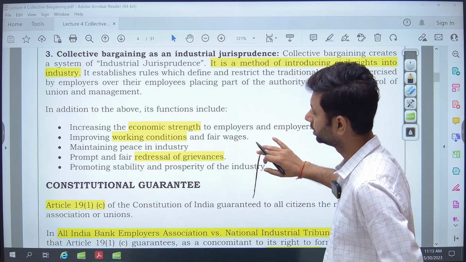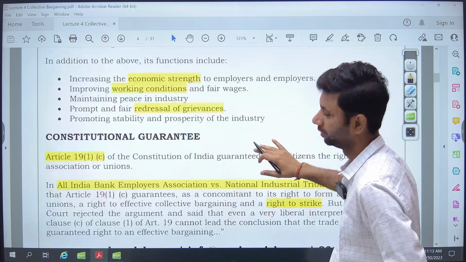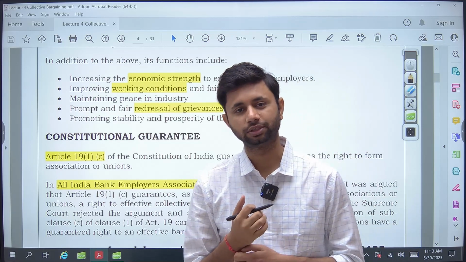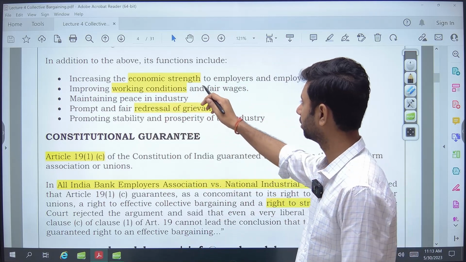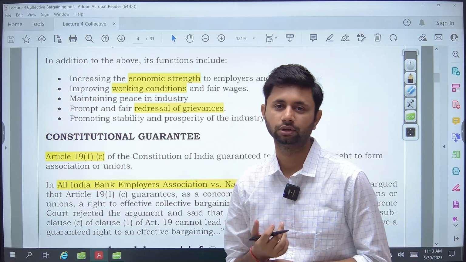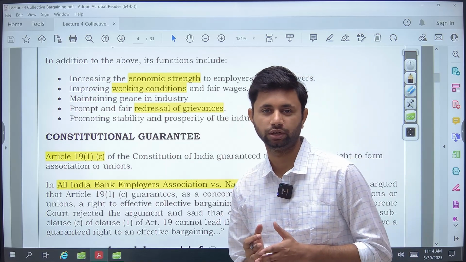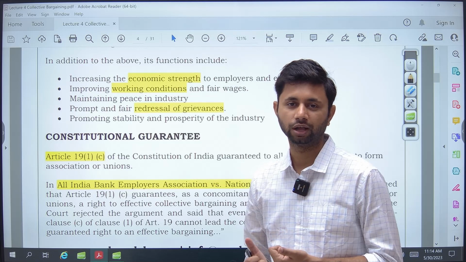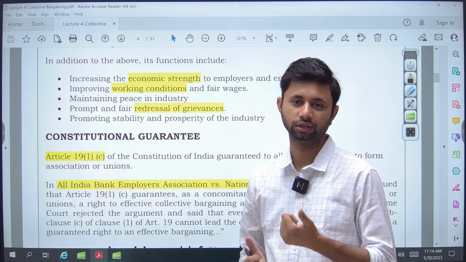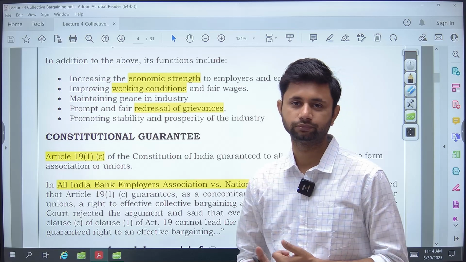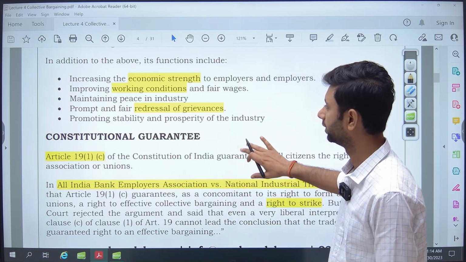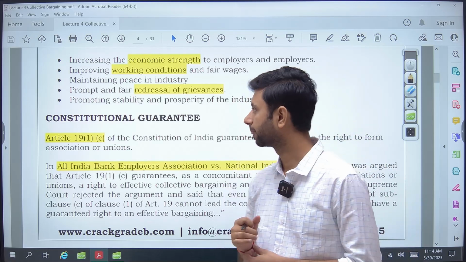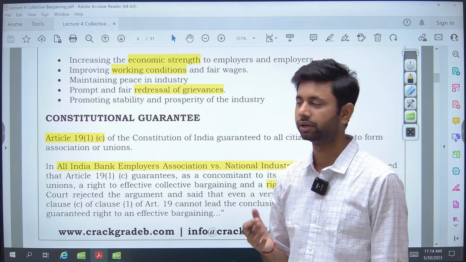Okay. In addition to these above functions, collective bargaining also serves various other functions. We'll see that it increases the economic strength of both employers and employees. Obviously, when both will sit at a negotiating table, workers will get something, and obviously when workers get something, the morale will be high, the productivity will be high. So in result, the employer will get something, profit, improving working conditions and fair wages. This is justified. We've already discussed these things.